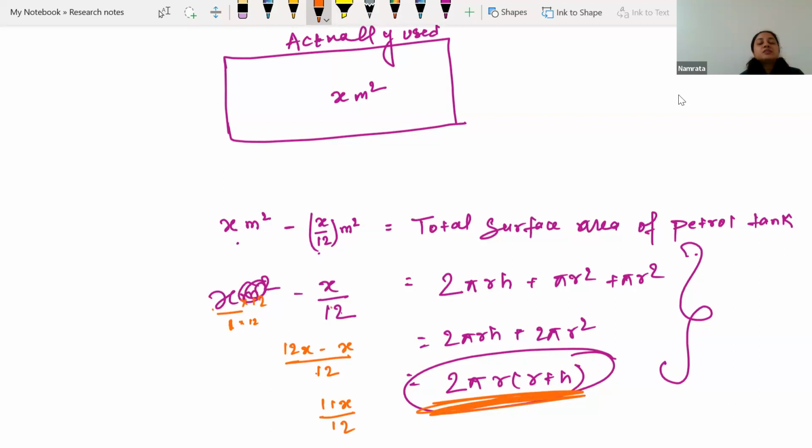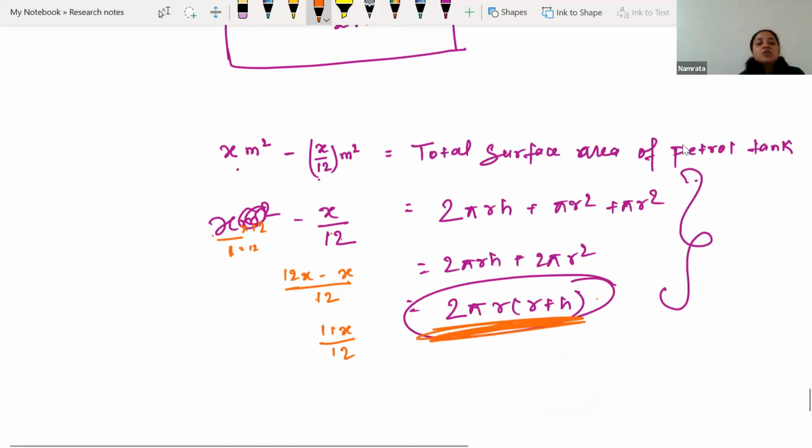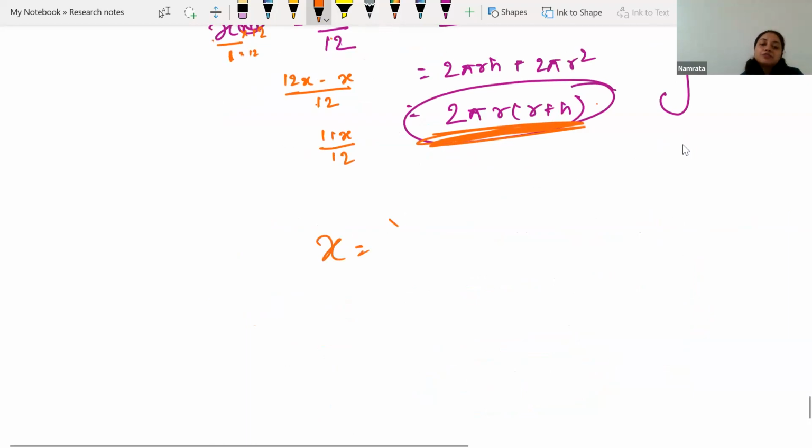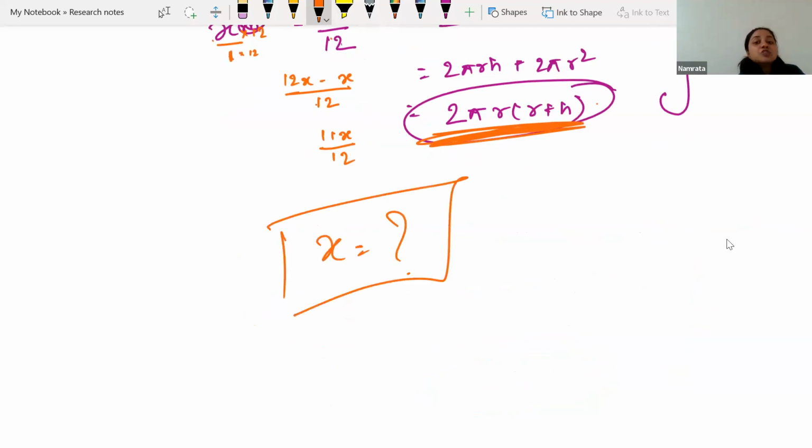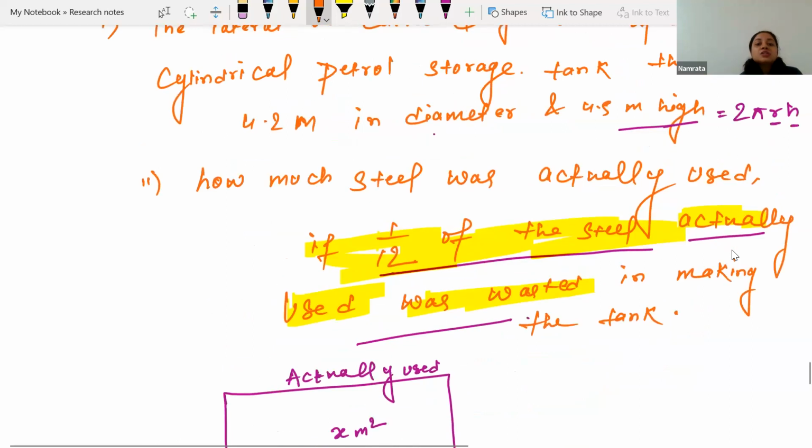This we know already, the radius, we know already the height. We can just compare it and find the value of x. Here we have to find the value of x only, how many meter square of steel was actually used. That means how much steel you bought from the market, how much you have taken from the market, that much is used.